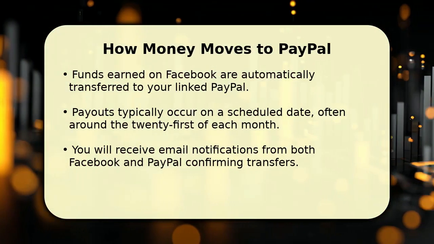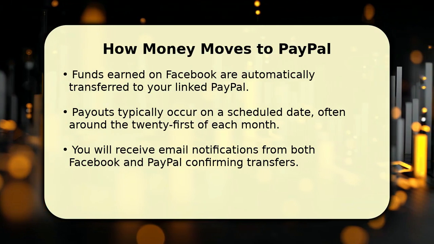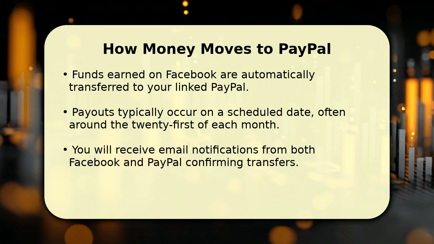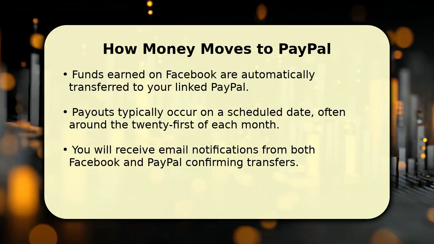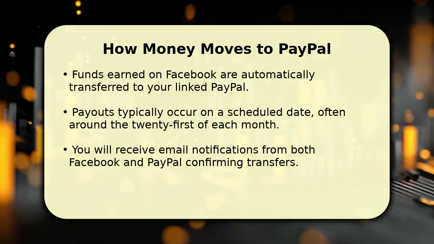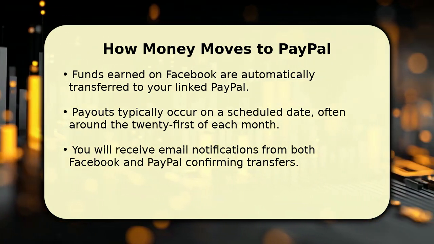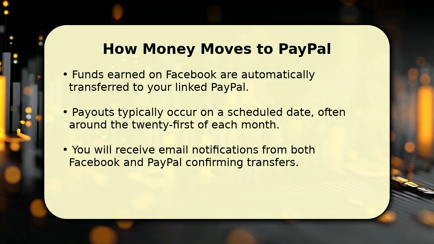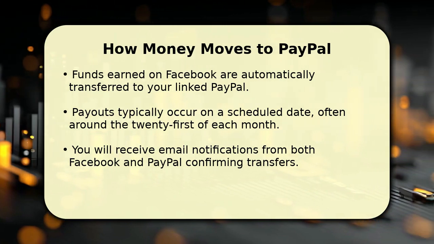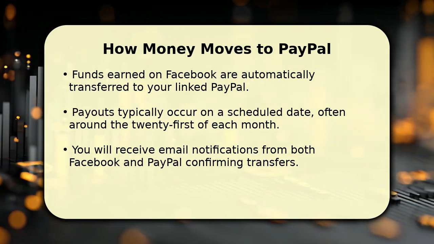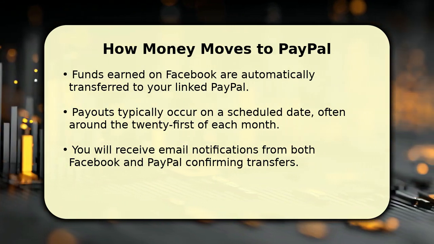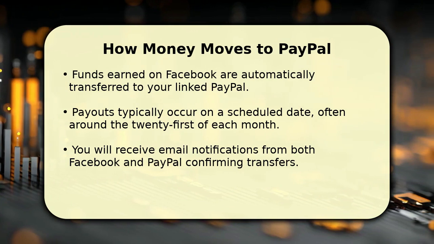Once your PayPal account is linked and designated as your primary payout method, receiving money from Facebook becomes automatic. When you earn income through Facebook, perhaps from stars, subscriptions, or marketplace sales, Facebook processes these earnings. The funds are then automatically transferred to your linked PayPal account on their scheduled payout date, which is usually around the 21st of each month. You will often receive an email notification from both Facebook and PayPal confirming the transfer has been initiated or completed.